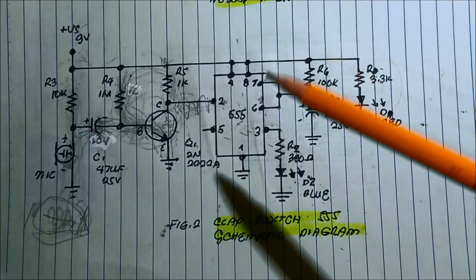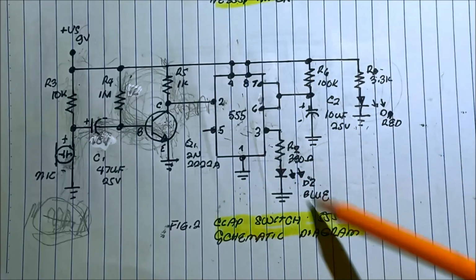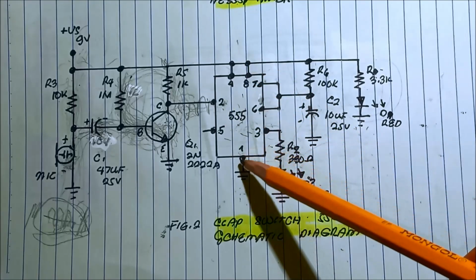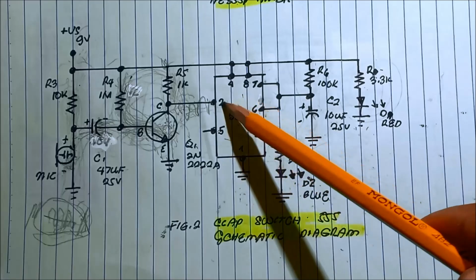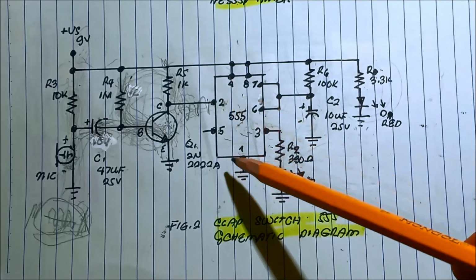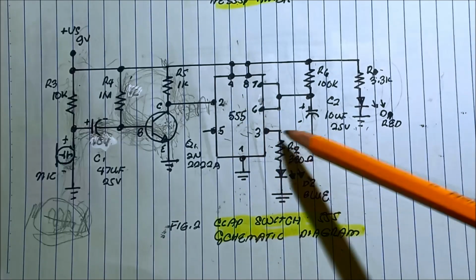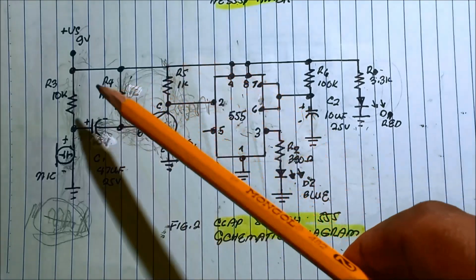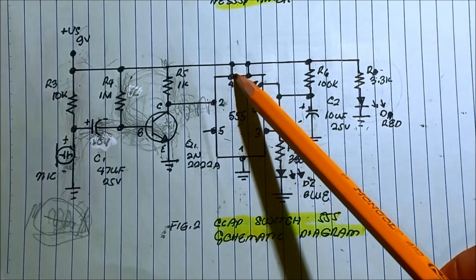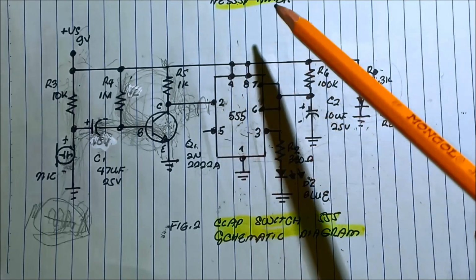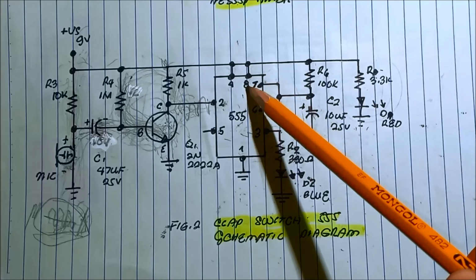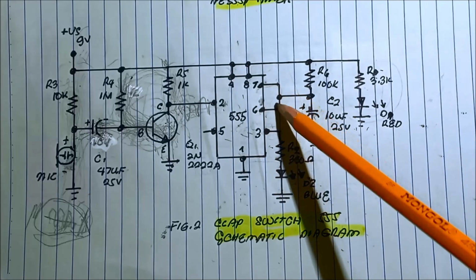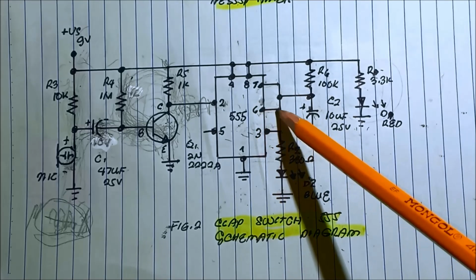Let us now come to the operation of this 555 timer. So, 555 timer: pin number 1, ground. Pin number 2, trigger pin. Pin number 3, output, the LED side. Pin number 4 is the reset, connected to the 9 volts so as not to reset the circuit, and the supply. Pin number 8. Pin number 7 is the discharge. Pin number 6 is the threshold pin.